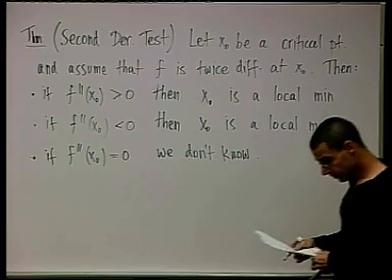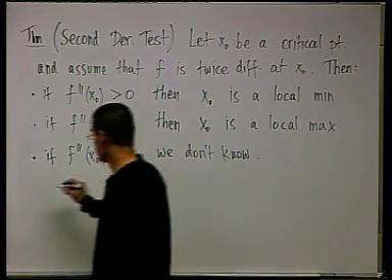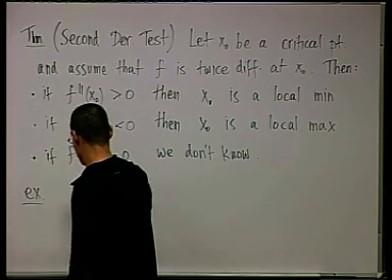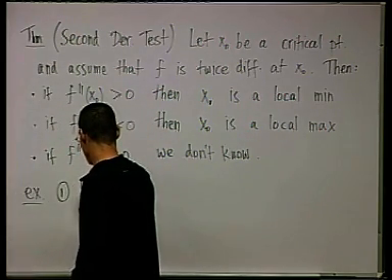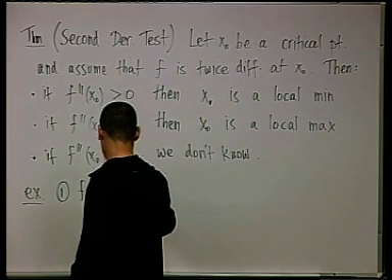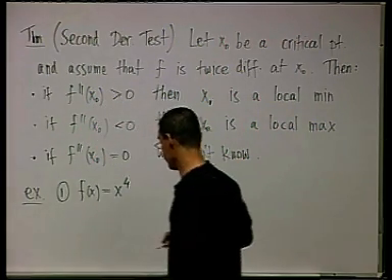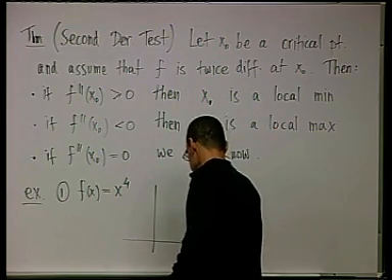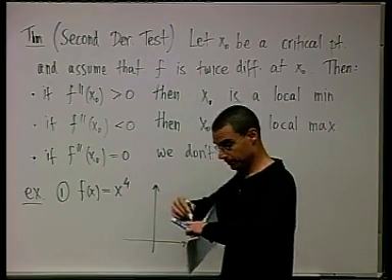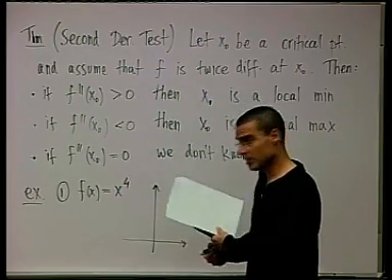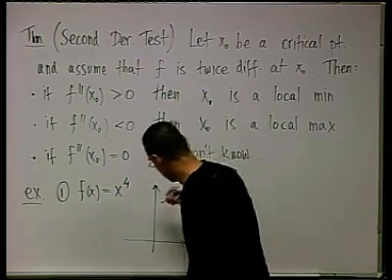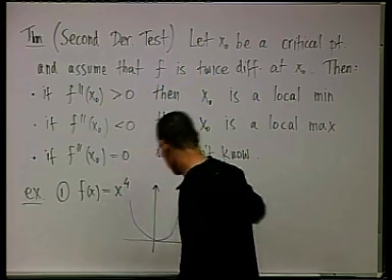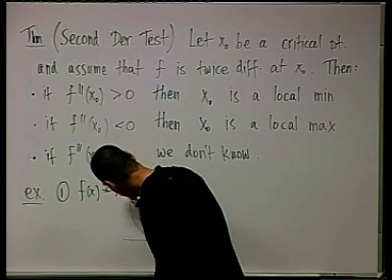Okay? So let's just write one or two examples. So example 1, look at f of x equals x to the power 4. Do you know what the graph looks like? Right, it's kind of a, yeah, good, flattened parabola. I like that. Good. So it's kind of a, sort of like a parabola.